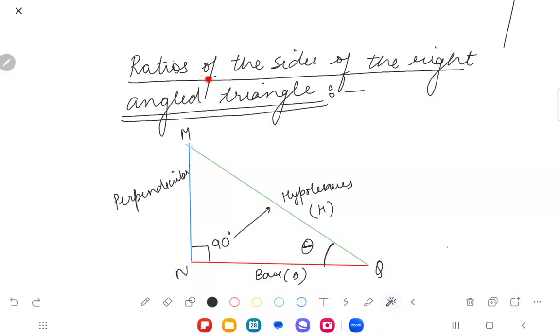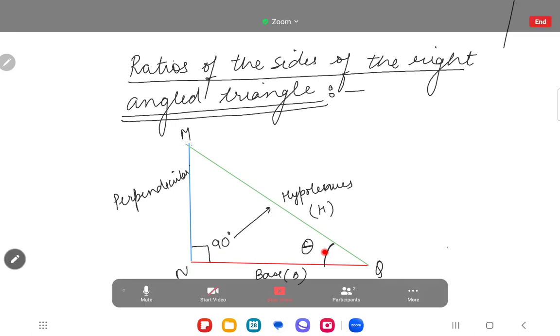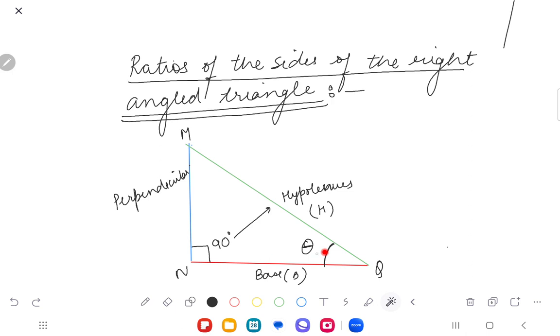So when we're talking about the ratios of the sides of the right angle triangle, let's suppose we have the triangle MNQ, and let's suppose theta is going to be my acute angle, the angle under emphasis. I hope you're understanding, right? Which is why I have said that this side right in front of theta, MN, would be my perpendicular, and right in front of 90 degrees shall be my hypotenuse, and thereby the remaining side is going to be my base.